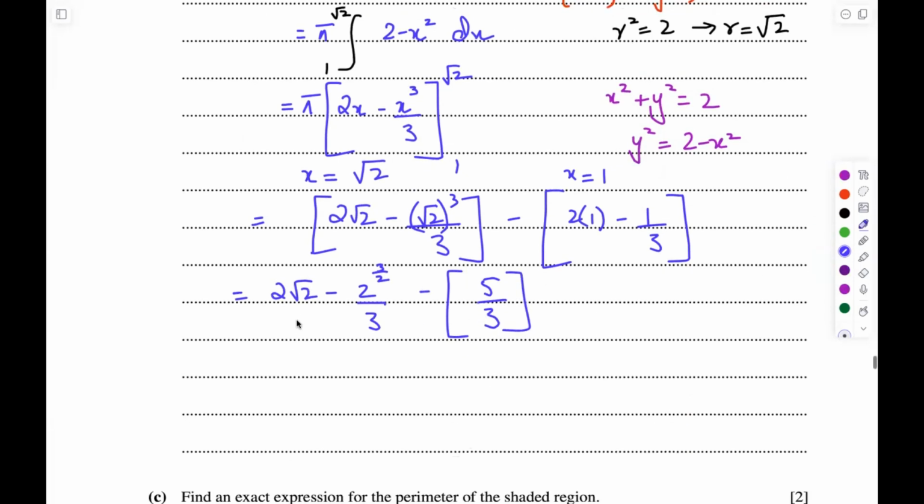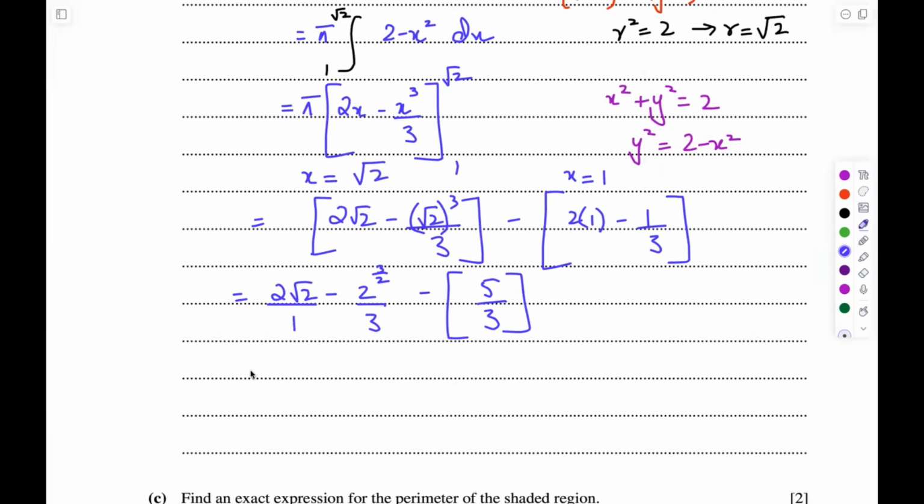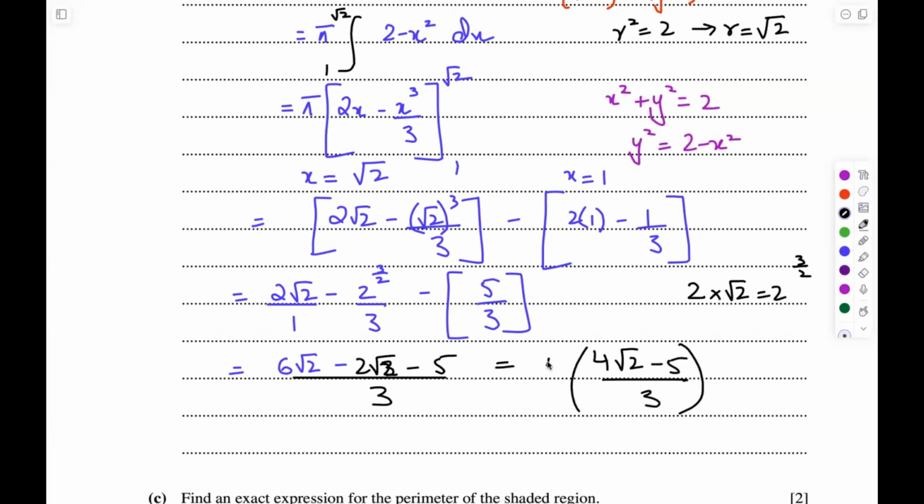Taking the LCM, as the denominator over here is 1, this will become 3 times 2, which is 6 square root of 2 minus 2 times 2 to the power 3 upon 2. So we can write it as 2 multiplied by square root of 2, as 2 to the power 1 plus 1 upon 2 becomes 3 upon 2. So we can write 2 to the power 3 upon 2 as 2 square root of 2. This will be minus 5 upon 3. So 6 square root of 2 minus 2 square root of 2 is 4 square root of 2 minus 5 upon 3. And we'll add pi to the final answer.